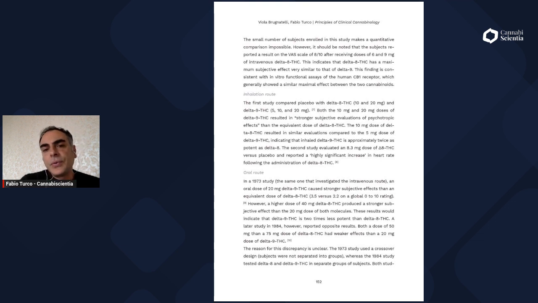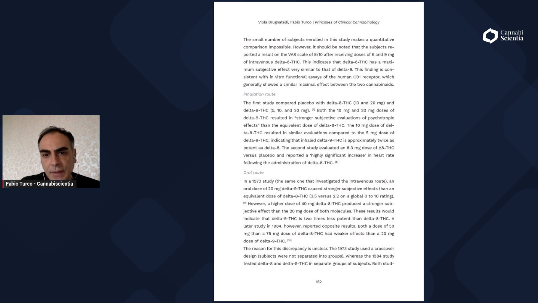When it comes to the inhalation route, the first study compared the placebo with Delta-8-THC 10 and 20 mg and Delta-9-THC 5, 10 and 20 mg. Both the 10 mg and 20 mg doses of Delta-9-THC resulted in stronger subjective evaluation of psychotropic effects than the equivalent dose of Delta-8-THC. The 10 mg dose of Delta-8-THC resulted in similar evaluation compared to the 5 mg dose of Delta-9-THC, indicating that inhaled Delta-9-THC is approximately twice as potent as Delta-8.